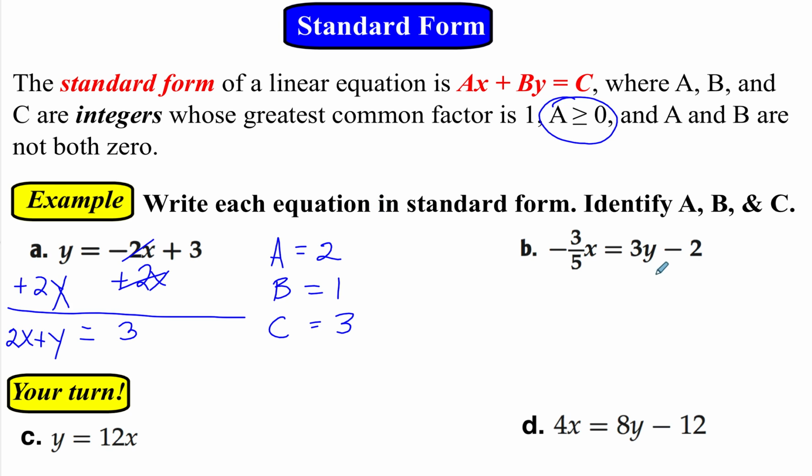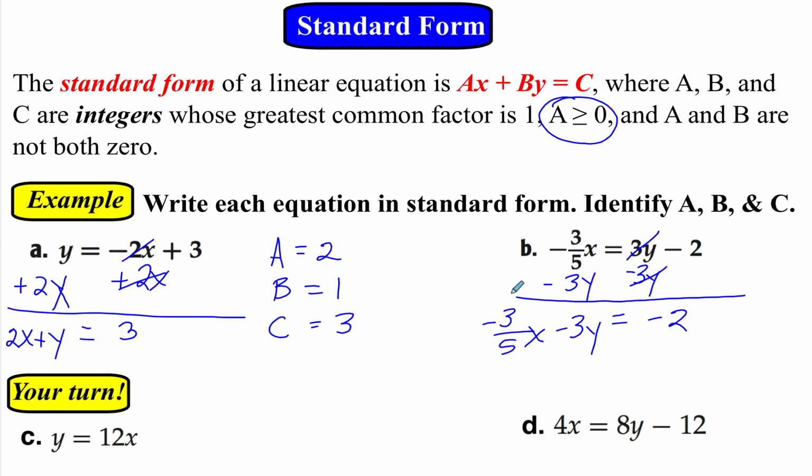So this one I just need to bring the y term over, so I'm going to subtract 3y from both sides, minus 3y. And remember the x terms and the y terms are different, so they stay separated. So I have negative 3/5 x minus 3y is equal to negative 2. These don't combine, okay? And I want to put the x term first.